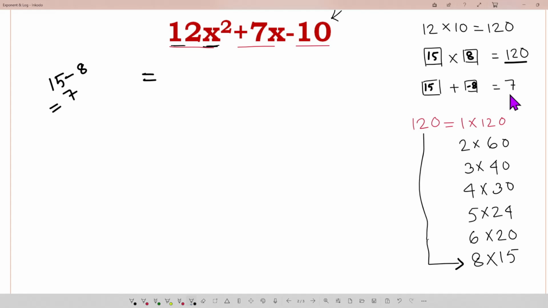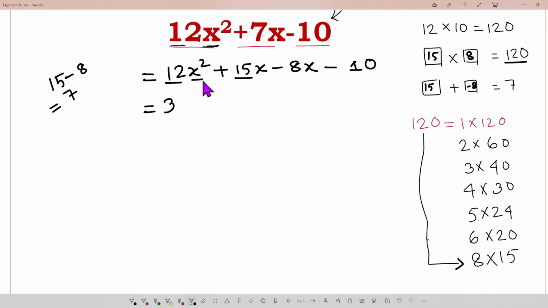will be 7, right? So we can write 12x squared plus 15x minus 8x minus 10. Okay, then we can take common factors. Here is 12 and here is 15, so we can take common 3. Here is x squared and here is x, and we can also take common x. So 12 divided by 3 is 4, x squared divided by x is x, plus 15 divided by 3 is 5, x divided by x is 1.